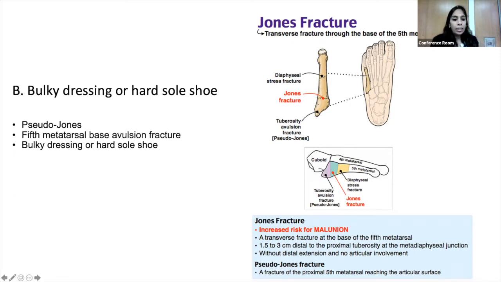Basically, Jones fractures are an increased risk for malunion, and it's a little bit more distal to the proximal tuberosity and does not have articular involvement. And so a Pseudo-Jones fracture is a little less serious.